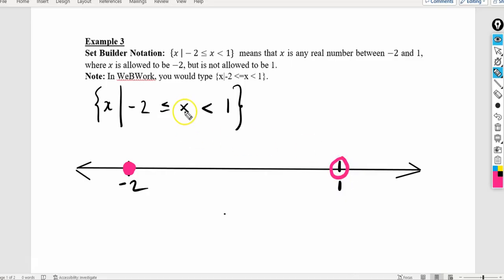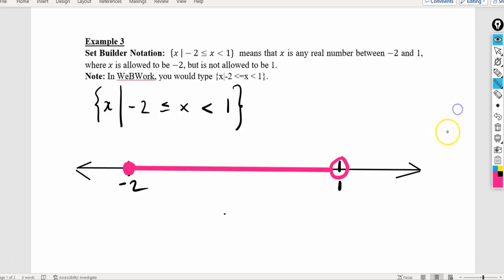Now, x is anything between -2 and 1. But we can see from the symbols, the left endpoint is included, but the right endpoint, 1, is not. So x is going to be everything in between. What I've drawn there in red is what x can be. x is any number in the red. And the set notation and the number line represent the same meaning.